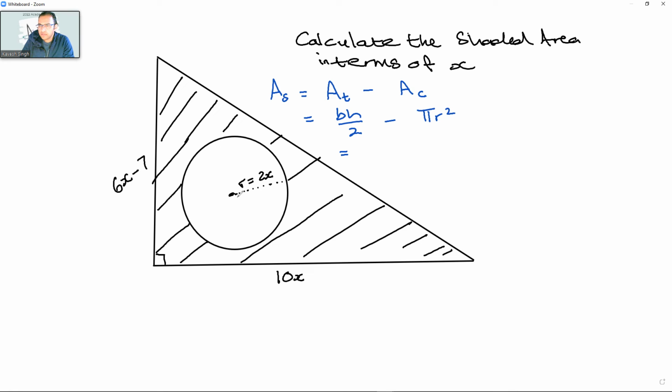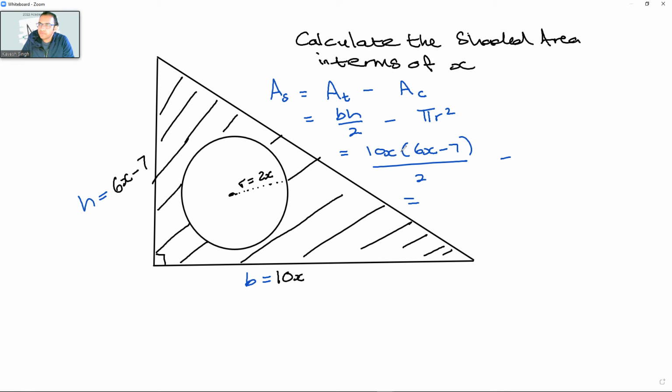The base for this, I'm going to call it 10x, and the height is going to be 6x. So that's going to become 10x. I'm going to keep it in a bracket, then write 6x minus 7, which I'm going to multiply into it as well, and then divide it by 2. Now, this is all still only working out the area of a triangle. I haven't worked out the area of the circle just yet.